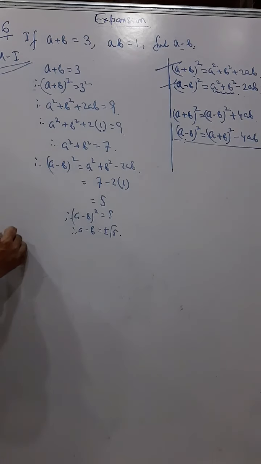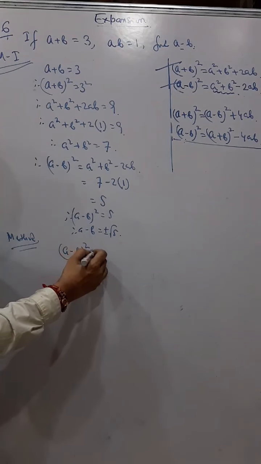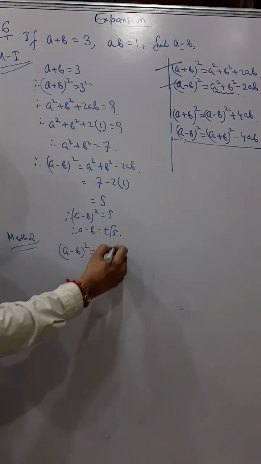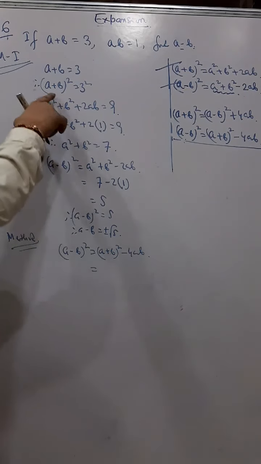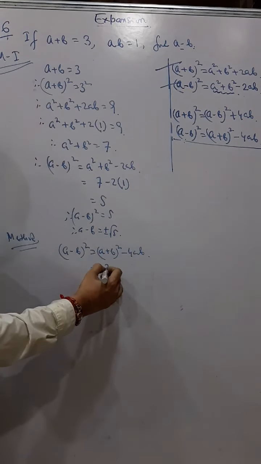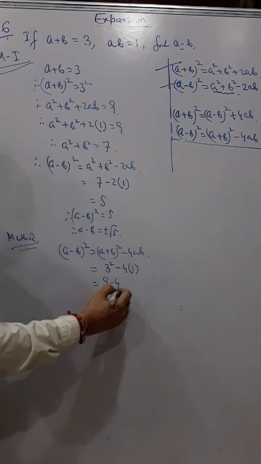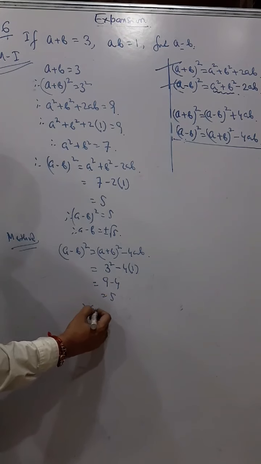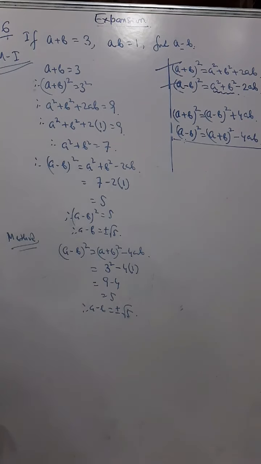But method 2, if I use that formula, directly I can say a minus b whole square is equal to a plus b whole square minus 4ab. And a plus b whole square is 3 square, and minus 4ab is minus 4. So I get 9 minus 4, I get 5, and directly a minus b is plus minus root 5. Understand? So I have shown you two methods.